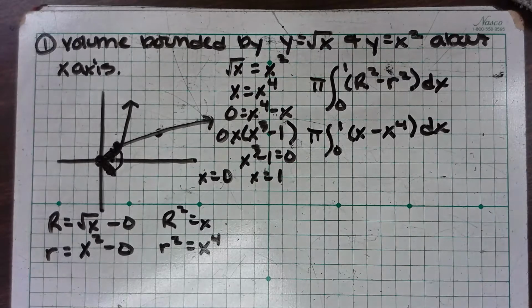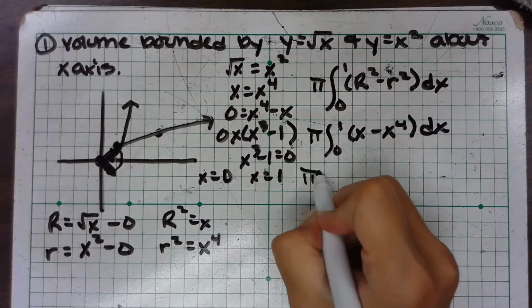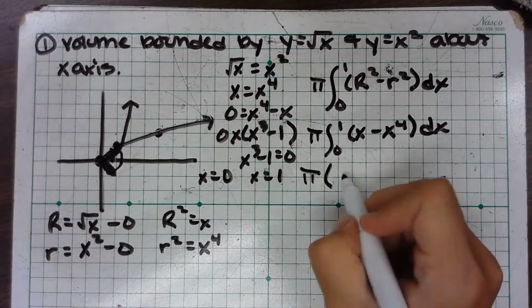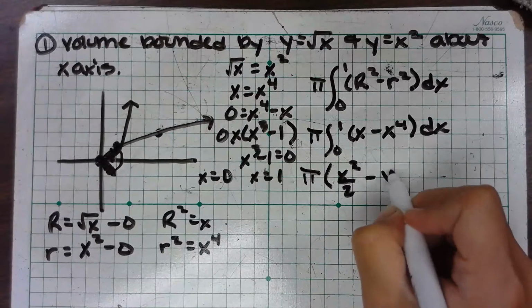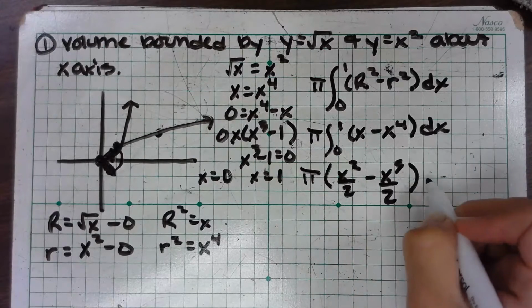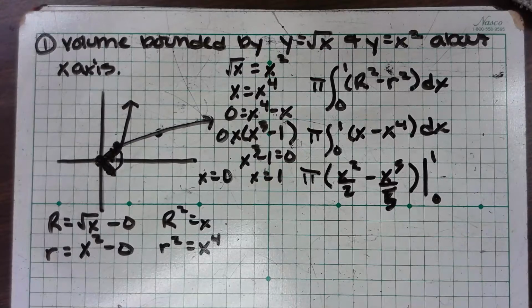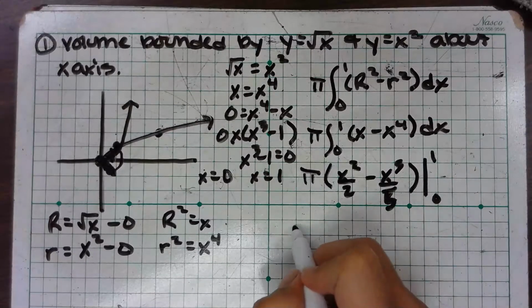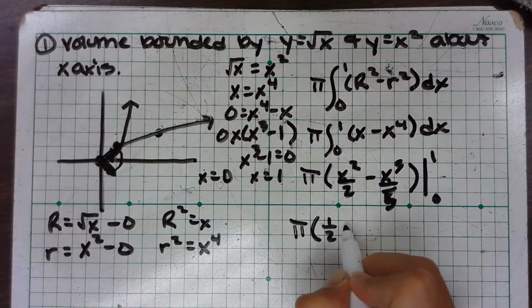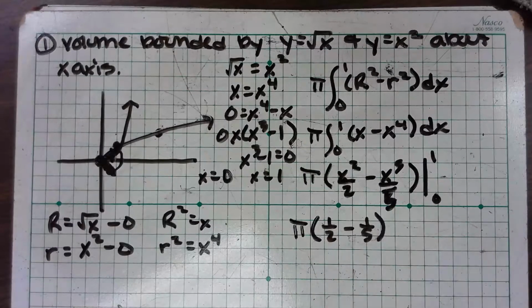And I still need the pi like I did yesterday for the disk. Now when I go to integrate, it's going to be pi times x squared over 2 minus x to the 5th over 5, and I'm doing this from 0 to 1. When I plug 1 in, I get 1/2 minus 1/5. I don't really need to put 0 in.